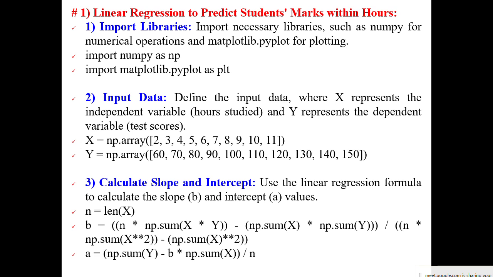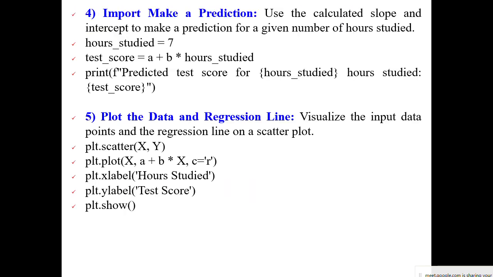Then a is equal to np.sum(y) minus b multiplied by np.sum(x), divided by n. So we are making the calculation of slope and intercept to make a prediction for a given number of hours studied. Suppose hours studied is 7 hours. How do you calculate it? test_score is equal to a plus b multiplied by hours_studied. Print the predicted test score for the hours studied.